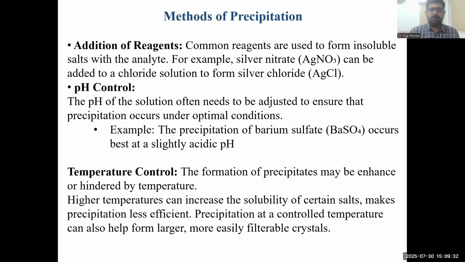Thirdly, by using temperature. The formation of precipitate may be hindered or enhanced by a change in temperature. Certain precipitates might be soluble at high temperature, some might be soluble at low temperature. So based on that, you have to adjust the temperature so that most of the analytes are completely converted into precipitates. So controlling temperature is also important during gravimetric analysis, right?